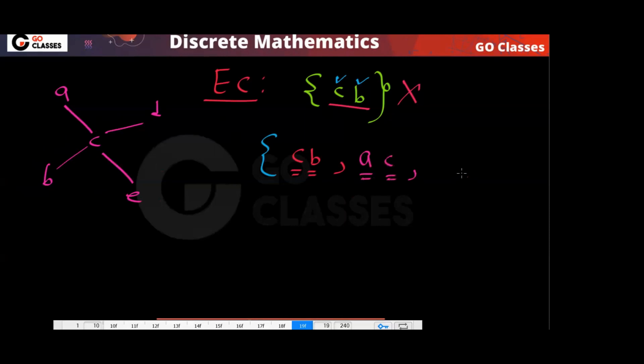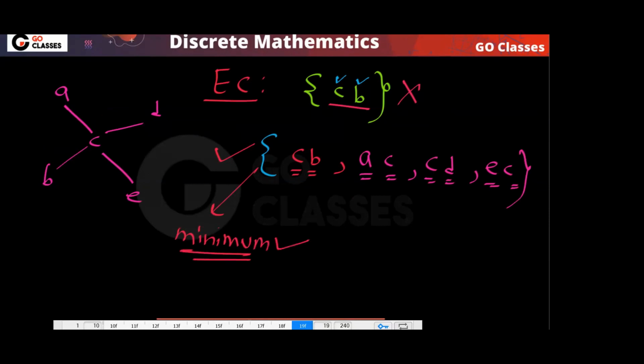Now these two are covered. Now what is remaining? So CB, AC. I have to take CD to cover this, and I have to take EC. So actually this is the edge cover. Yes or no? Actually, this is minimum also. This is the minimum edge cover. Is this clear?